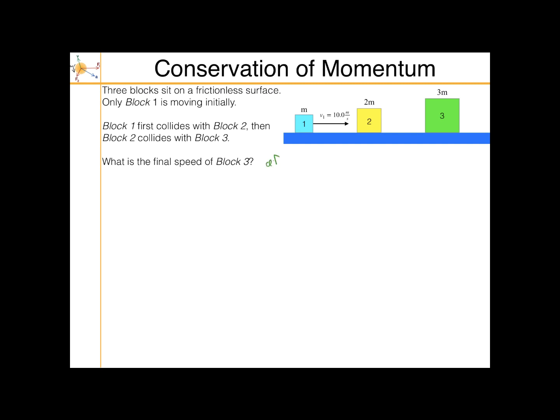So after the first collision, what do we have? Block 1 has collided and it's bounced back because it's smaller than block 2. And then block 2 is suddenly moving in this direction, we'll call it with speed V2. And block 3 is still at rest after the first collision. So this is after the first collision. Now, what about after the second collision?